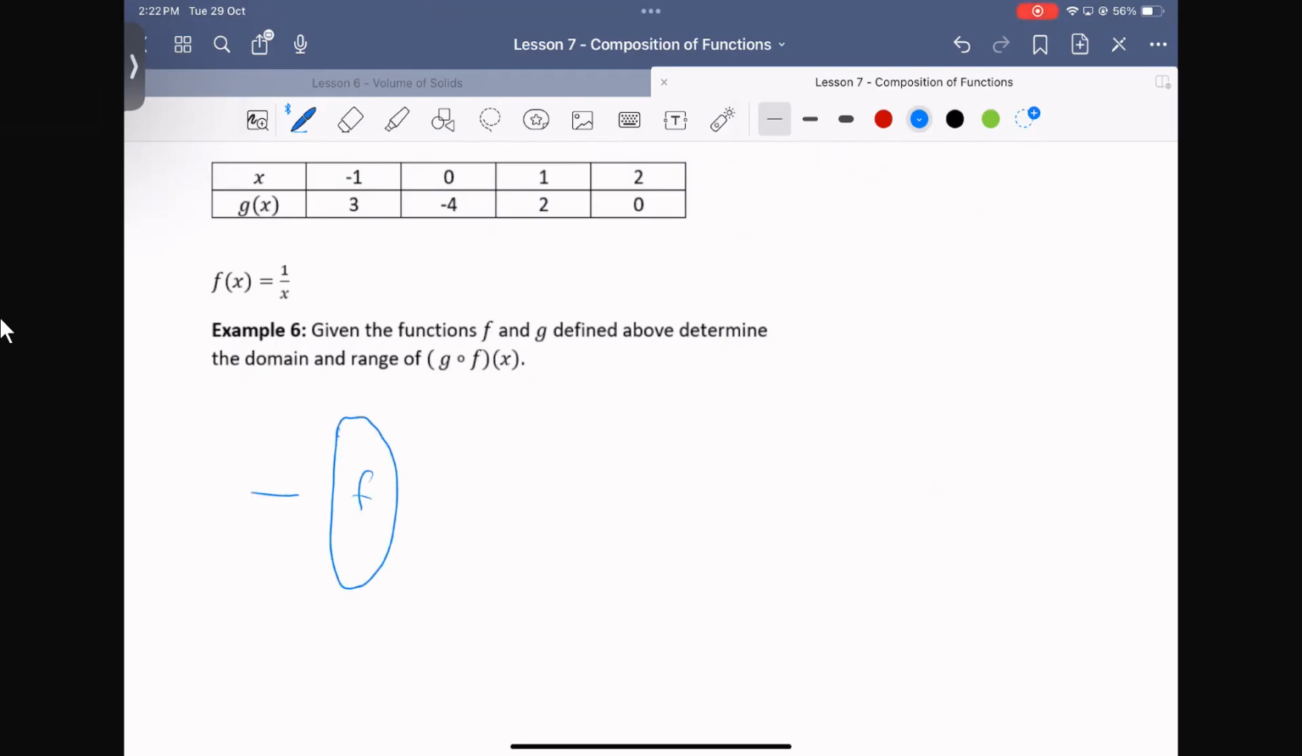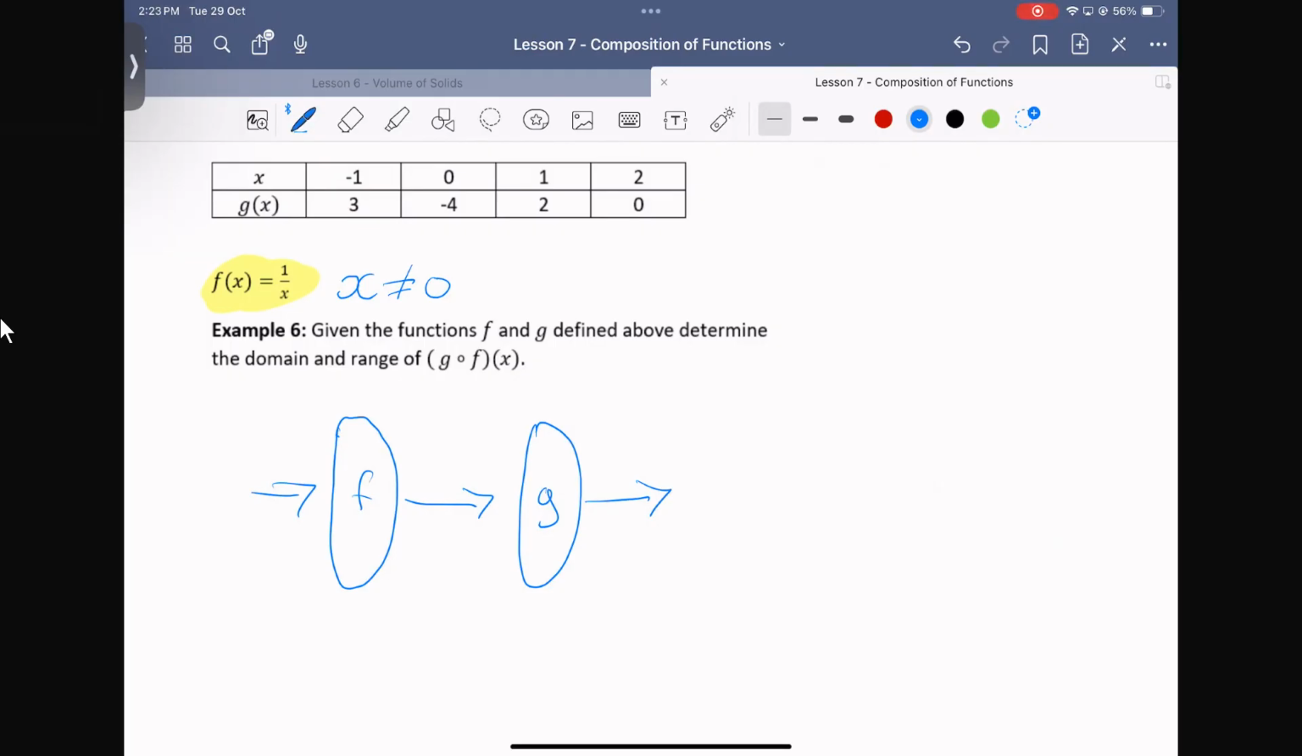Here we're going to input our values into f. They come out of f and they go into g and then they come out. So which values are going into f? What is the possible domain for f? So this is f. What is the domain of this function? Anything that's not 0. So our domain is coming in here, and it's everything but 0.